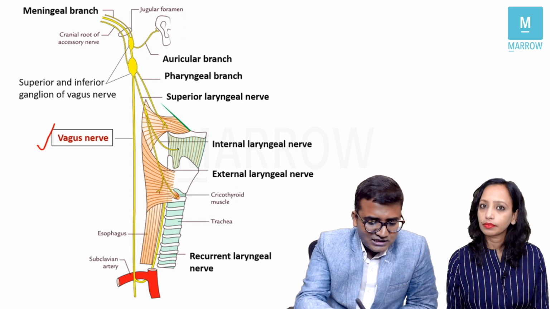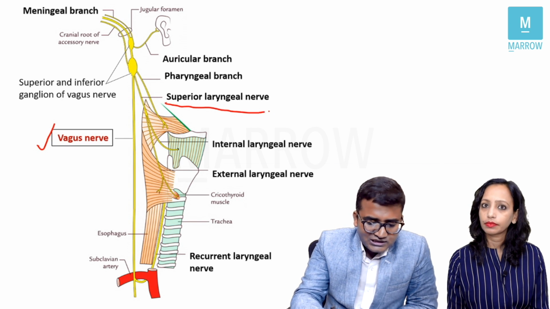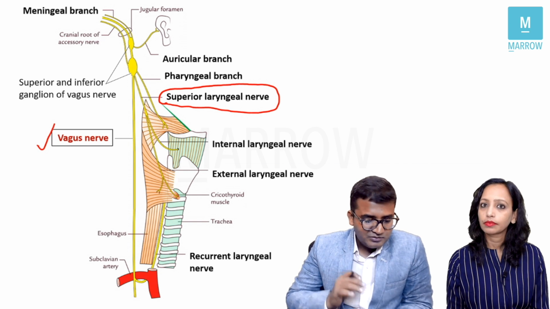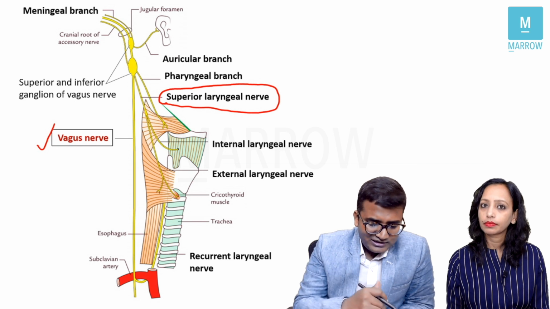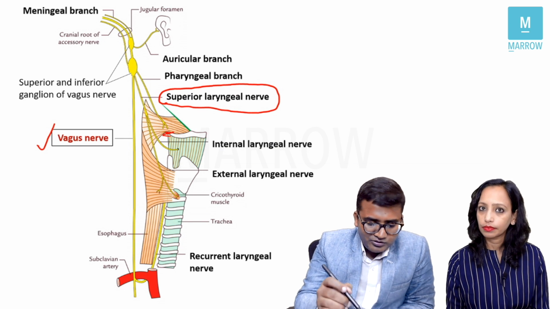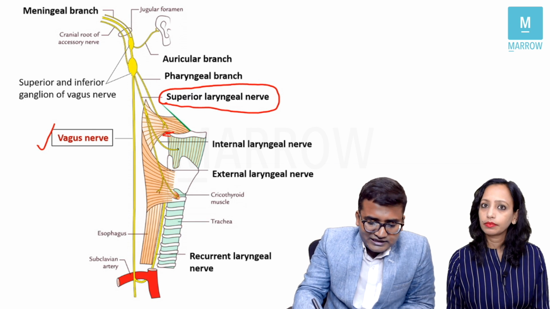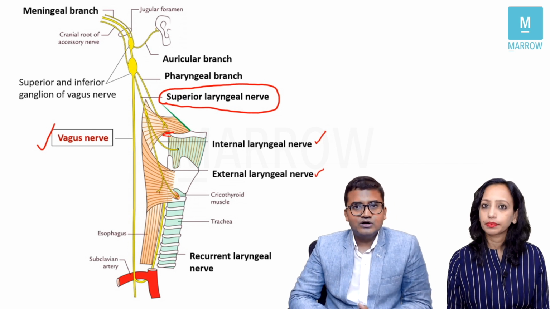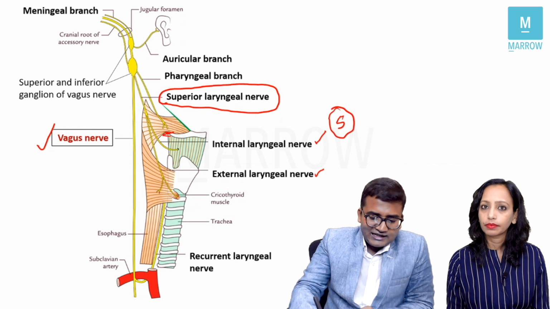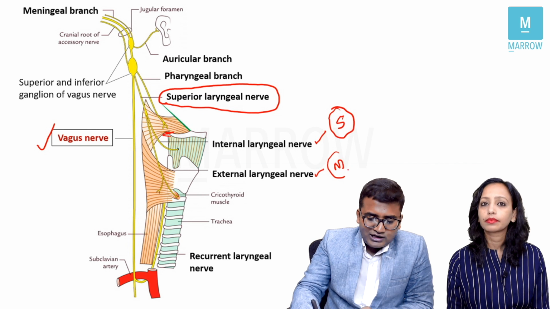Now at the base of skull, the vagus nerve will give off the superior laryngeal nerve. So the superior laryngeal nerve arises from the vagus nerve in the skull base itself. Now in the carotid triangle, that is at the upper border of the greater horn of the hyoid bone, the superior laryngeal nerve in turn divides into the internal laryngeal nerve and the external laryngeal nerve. Now please remember, the internal laryngeal nerve is a sensory nerve and the external laryngeal nerve is the motor nerve.